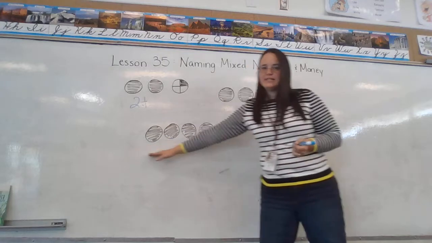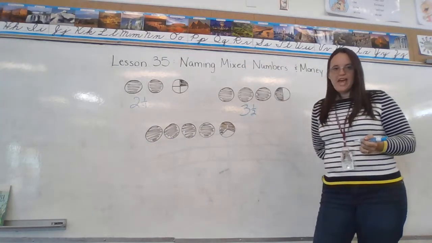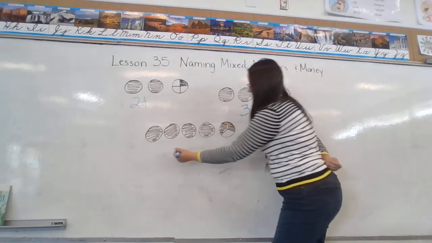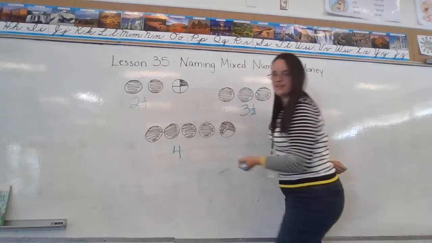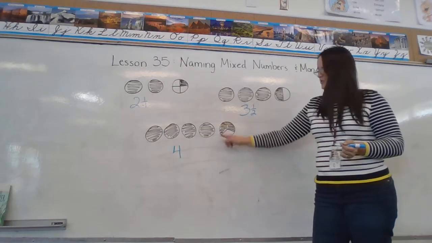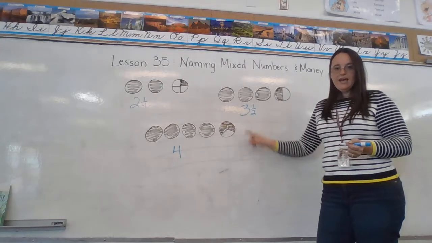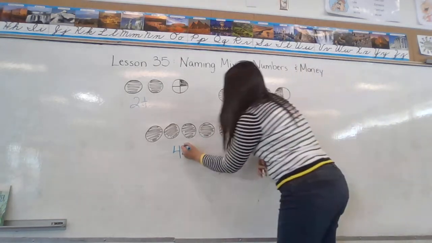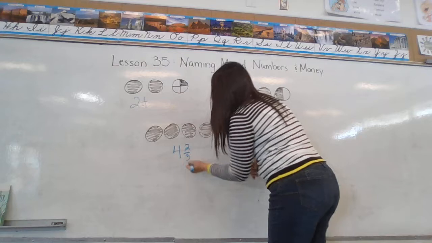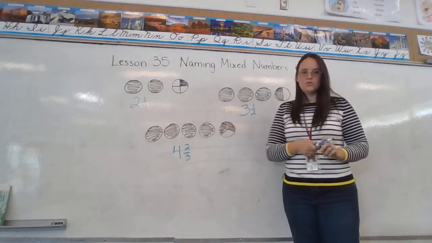Our final example of this type is right here. How many whole circles do we have? You should have said 4. And then what fraction of a circle do we have here? 1, 2 pieces colored in out of 3 pieces total, so 2/3. And then we read this as 4 and 2/3.